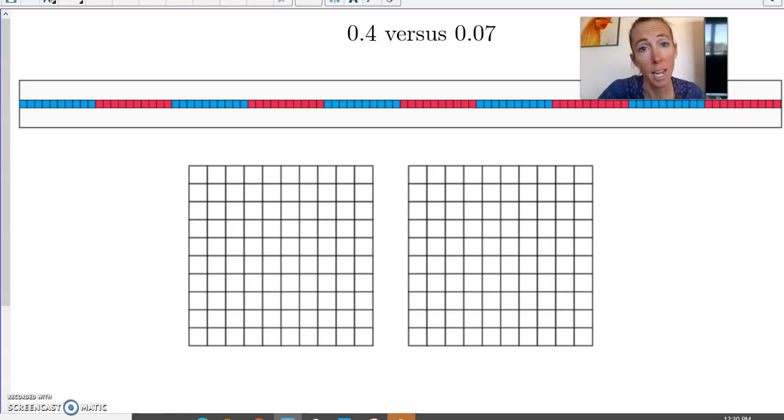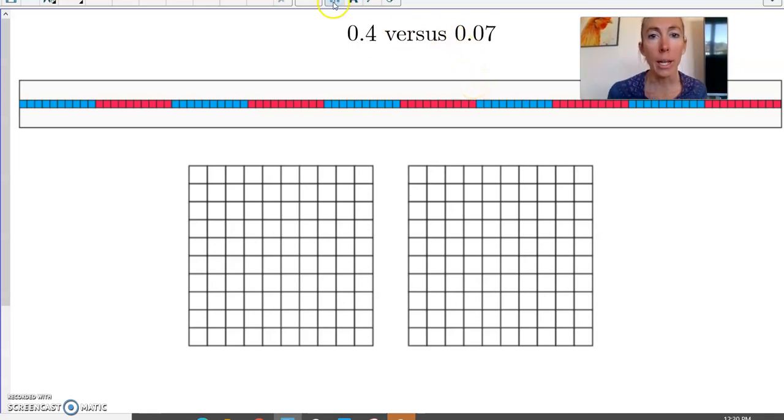All right, it's time to decimal and fraction compare it up. Okay, we have these two decimal numbers, and they're decimal numbers because they both have decimal points. And we're going to compare them.